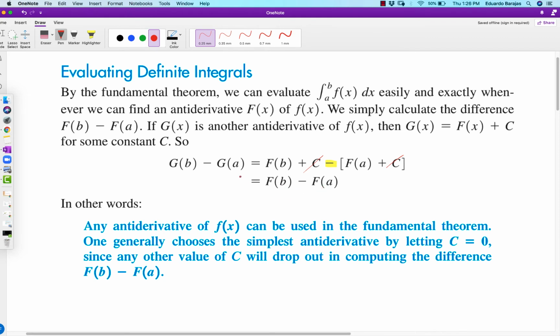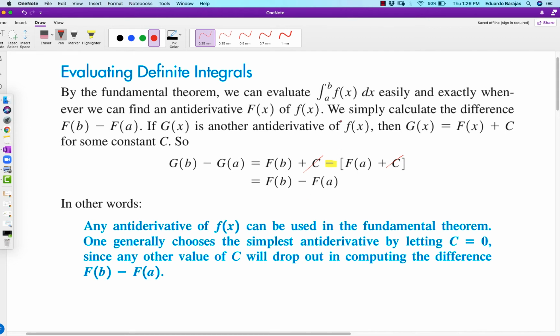So in other words, any antiderivative of f of x can be used in the fundamental theorem. One generally chooses the simplest antiderivative by letting c equal 0, since any other value of c will drop out in computing the difference, F of b minus F of a.